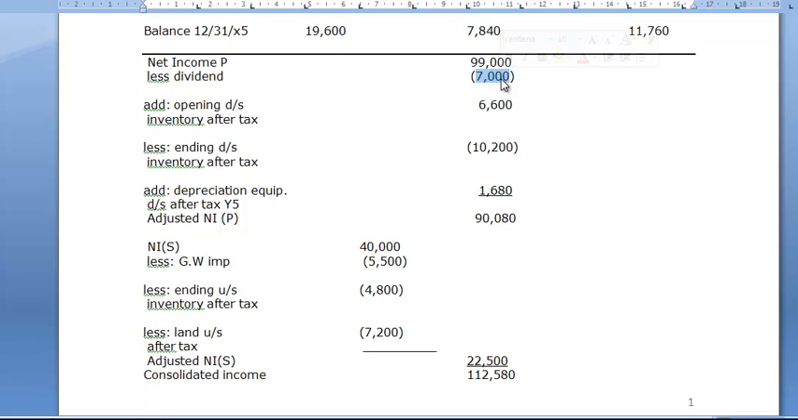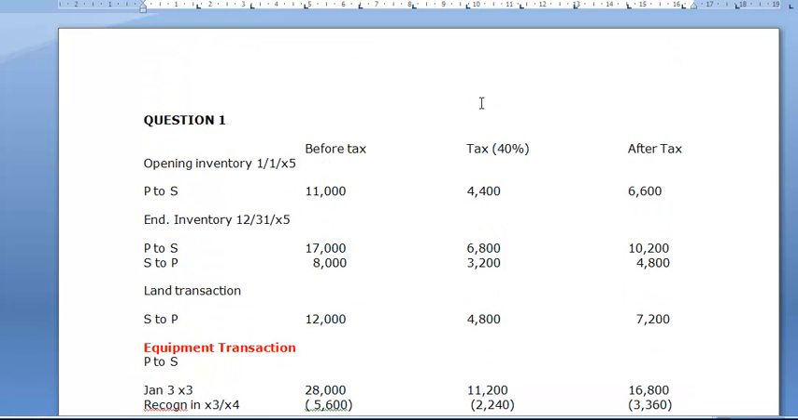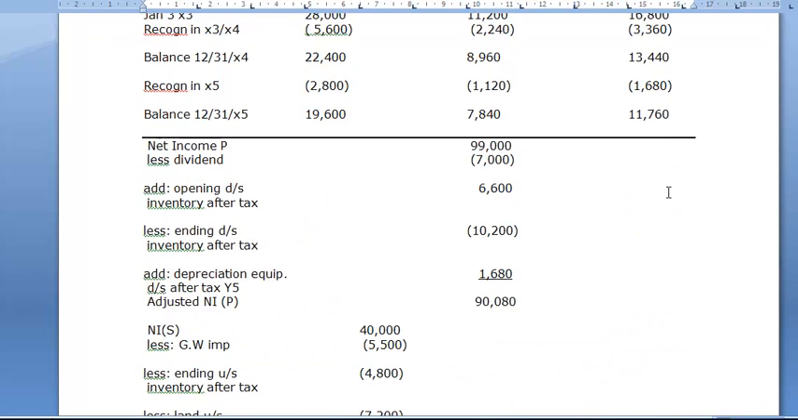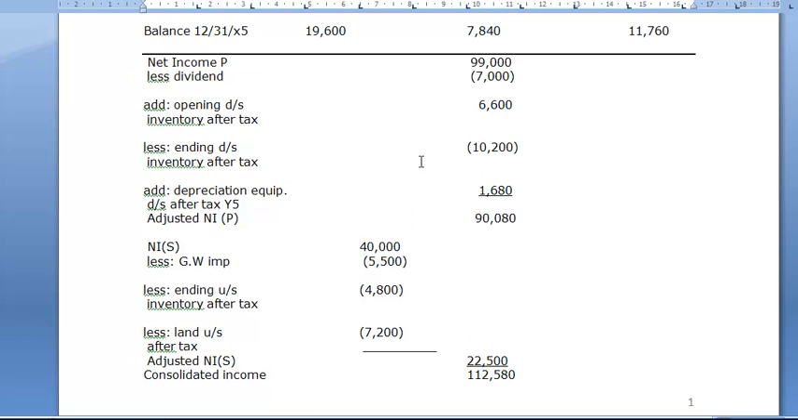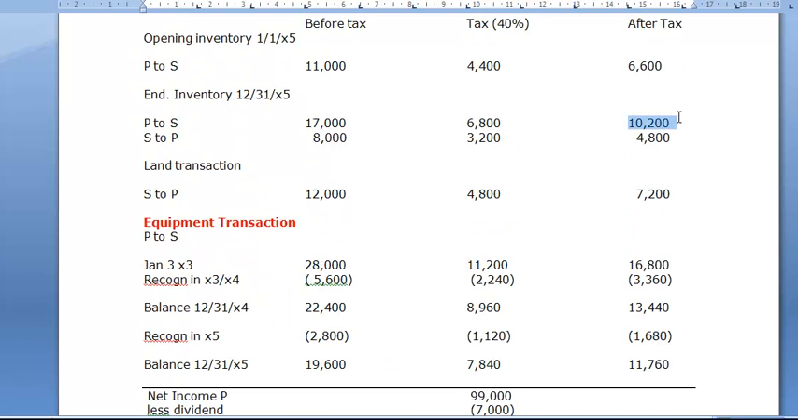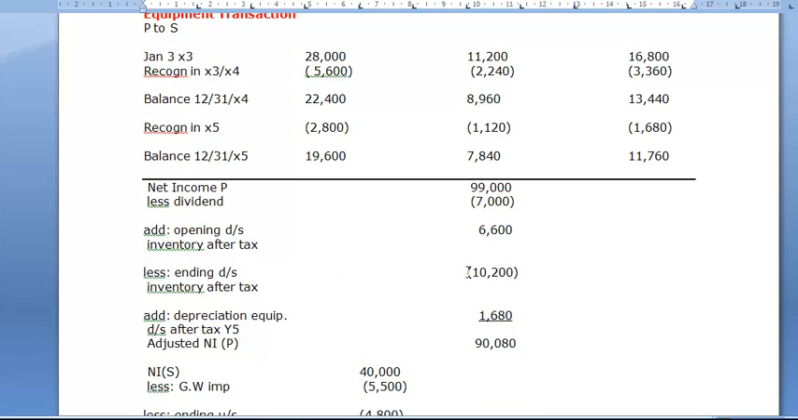We also remember that because we had an opening inventory profit of $6,600 when the parent sold to the sub way back when in X4, that $6,600 in profit can now be realized by the consolidated entity because it's been sold outside in the current year, X5. During X5, the parent sold to the sub some inventory that the sub hadn't unloaded, and we can see from our calculation, we had that at $10,200. So therefore, we would remove that profit from the parent's $99,000.